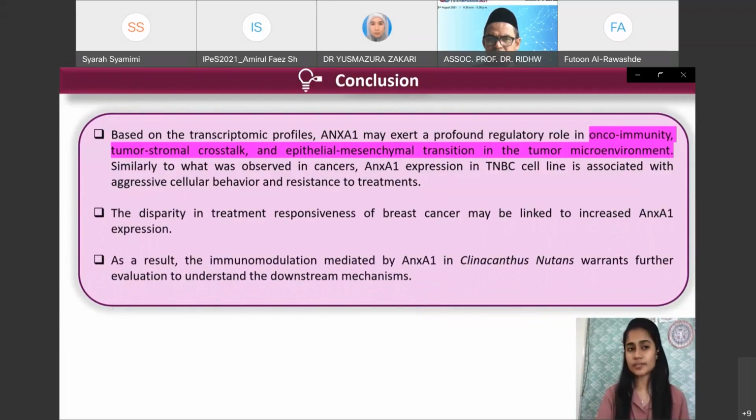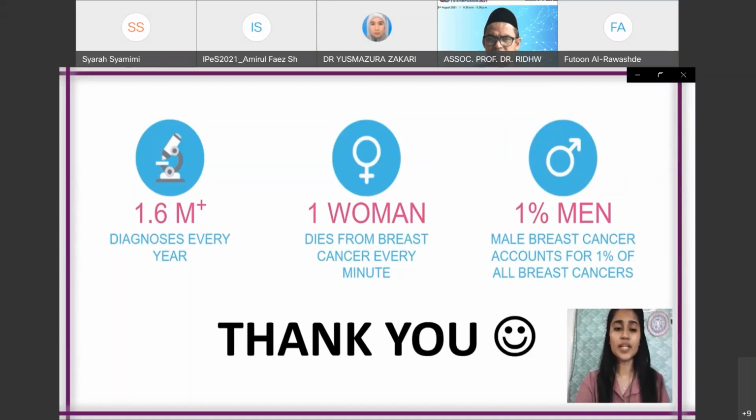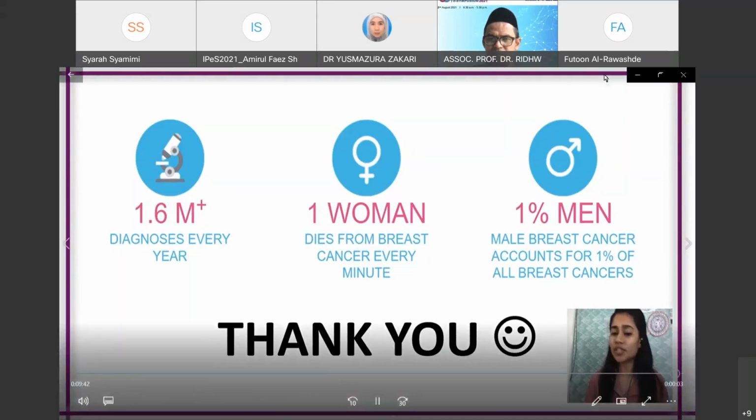Over 1.6 million diagnoses every year. One woman dies from breast cancer every minute. Male breast cancer accounts for 1% of all breast cancers. Together, we invest in hope for all women and their loved ones. Research brings us one step closer to achieving our goal, which is to develop new effective and targeted treatments. Thank you.